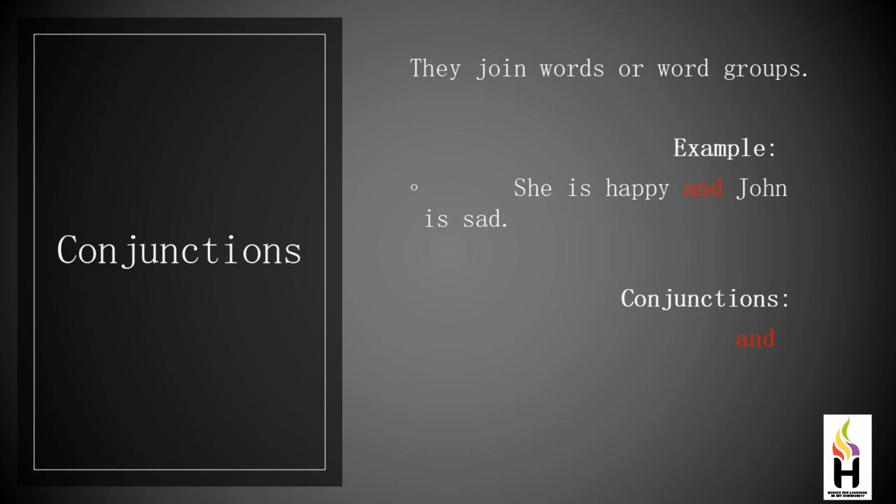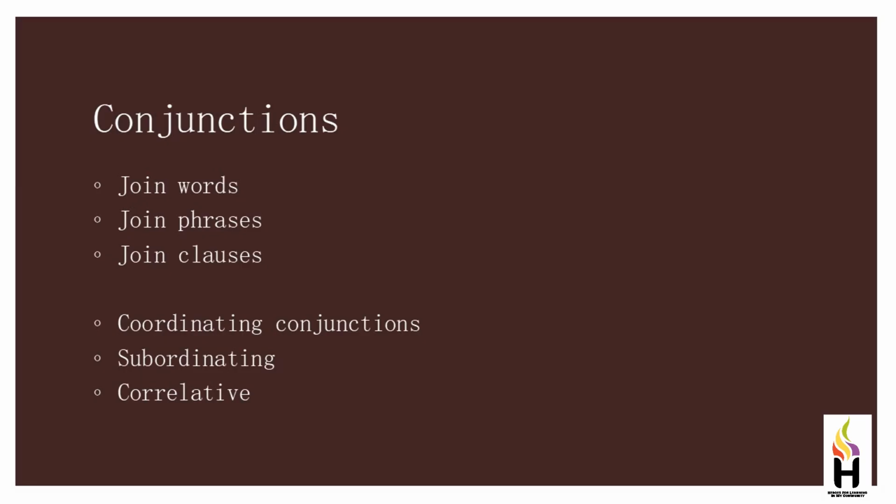Conjunctions. They join words or word groups. An example is, she is happy and John is sad. The conjunction in this example is and. The roles of conjunctions are to join words, join phrases, or join clauses. And they can act as coordinating conjunctions, subordinating conjunctions, or correlative conjunctions.